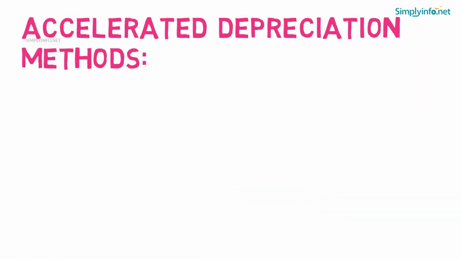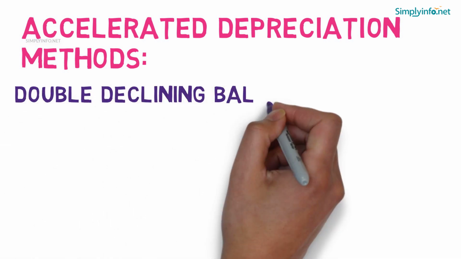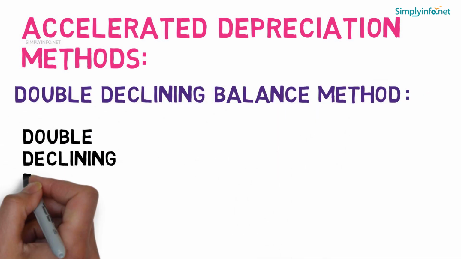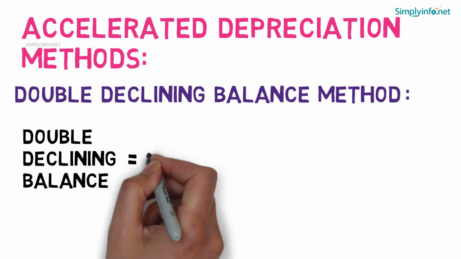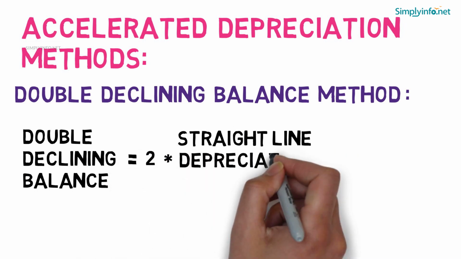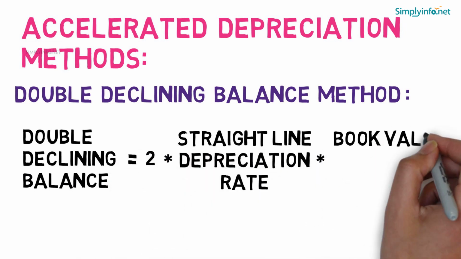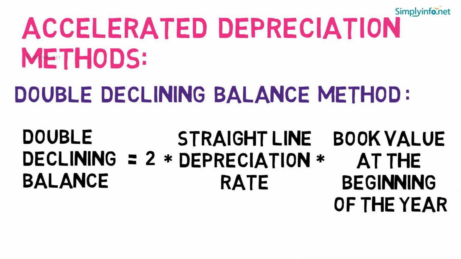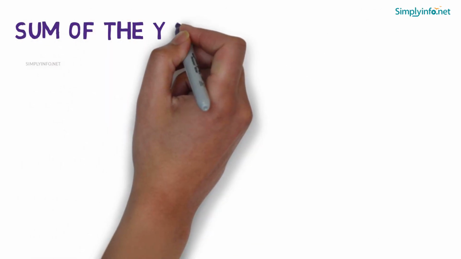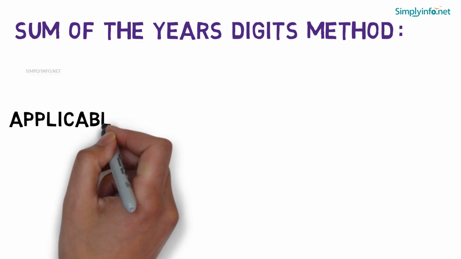Accelerated depreciation methods. Double declining balance method. Double declining balance is equal to 2 into straight line depreciation rate into book value at the beginning of the year. Sum of the year's digits method.